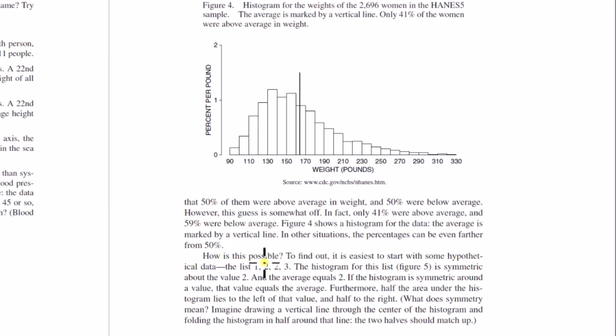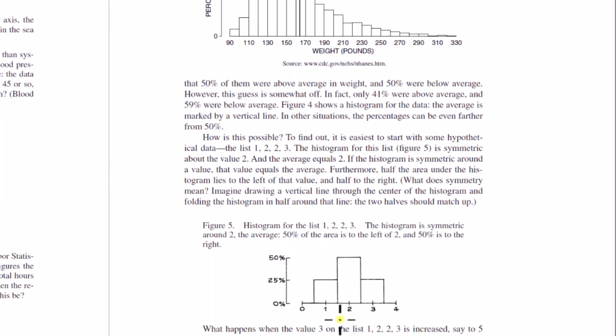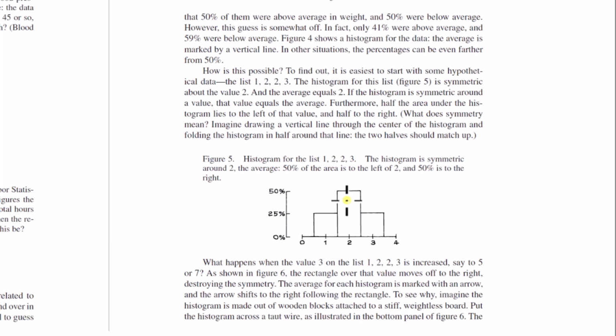How is this possible? To find out, it is easiest to start with some hypothetical data. The list 1, 2, 2, 3. We just did an example of this, but let's go through their example as well. The histogram for this list is symmetric about the value 2. You can take any list of numbers and do a histogram. Here's that histogram for this list. 50% of the values are 2s, 25% are 1s, and 25% are 3s. It's symmetrical.